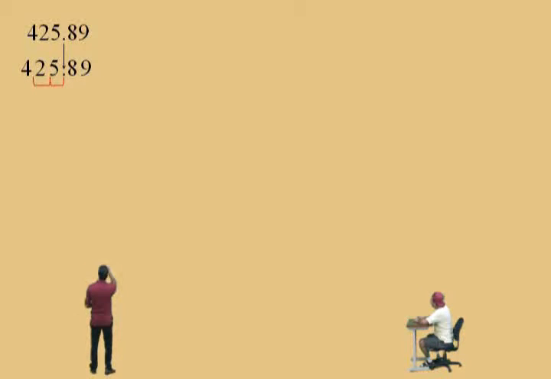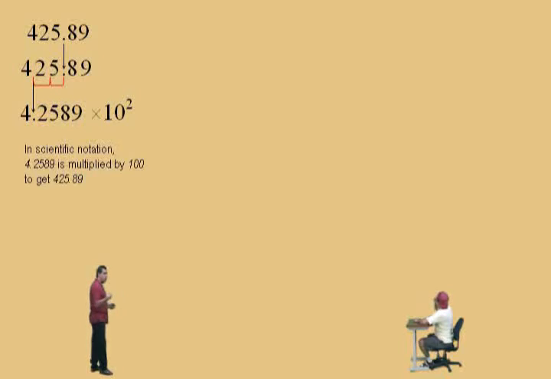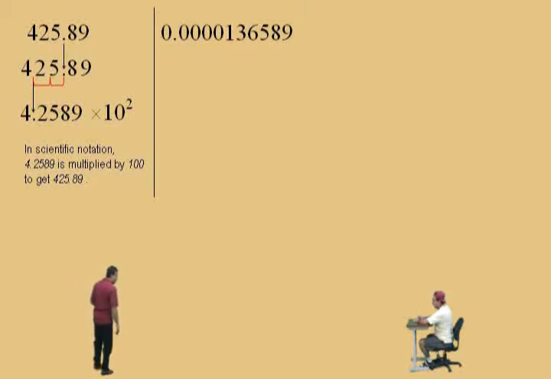Notice here, we move the decimal to the left 2 times, and that gives us, Charlie, up there, 4.2589. Well, our original number was 425.89, and so we need to multiply this number, 4.2589, by 10 squared to move the decimal back right 2 places. So in scientific notation, 4.2589 is multiplied by 100 to get 425.89. There we go.